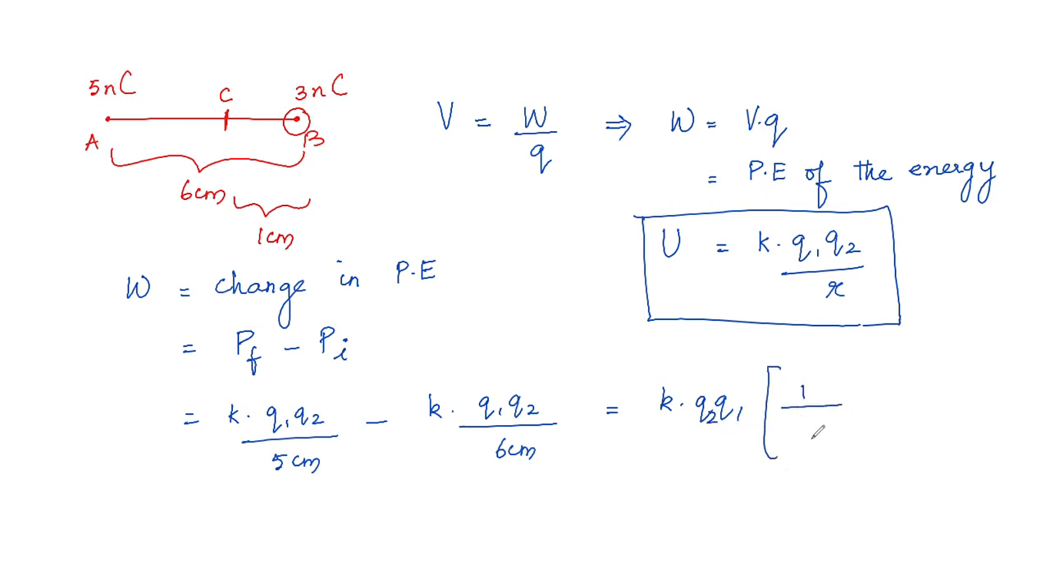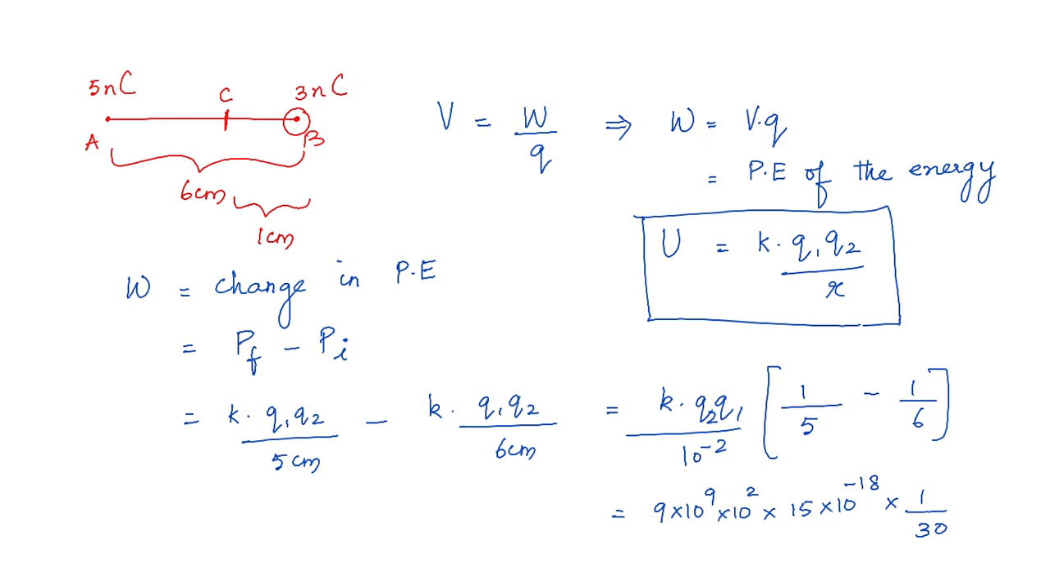into 1 by 5 minus 1 by 6. I take 10 power minus 2 out here. Now you start substituting. K is 9 into 10 power 9, into 10 power 2, 5 threes are 15, into 10 power minus 18, into 1 by 30. So 15 twos are, so for 10 power 9 this becomes minus 9, and this becomes 4.5. So 4.5 into 10 raised to the power minus 7 joule.